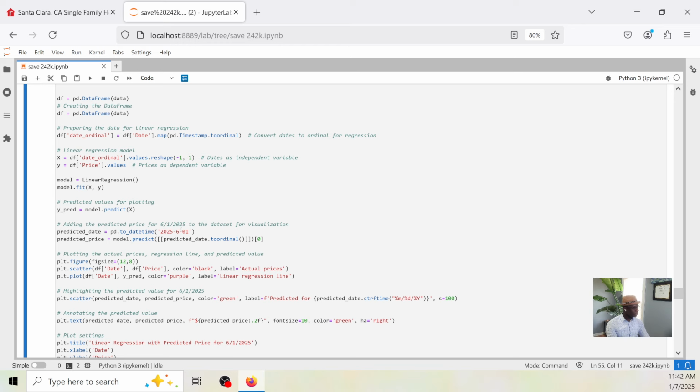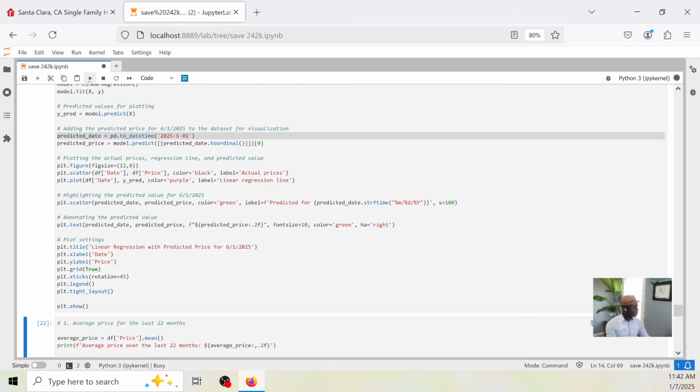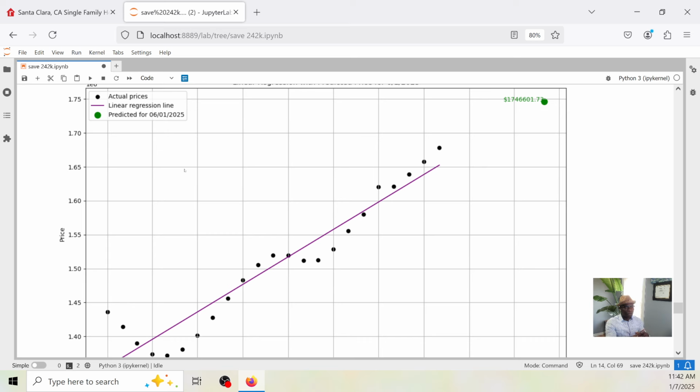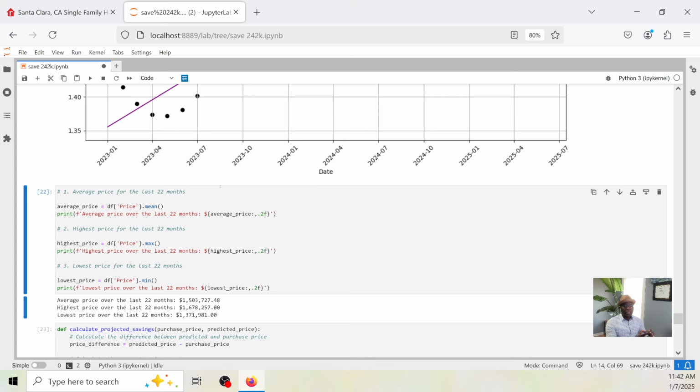Yes, so June 1st, 2025. Let's just take a look at the predicted price to see what that looks like. So 6 months from now, using historical data that we have available over the last 2.5+ years, the last 22 months, we're predicting the future price for a single family home in Santa Clara to be $1.74 million. To summarize, what I just demonstrated are the future predicted prices using machine learning models for Santa Clara, California.